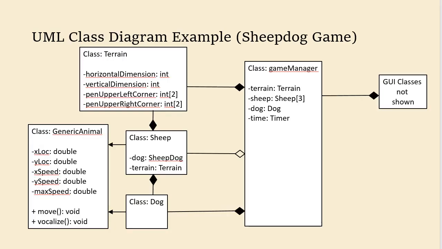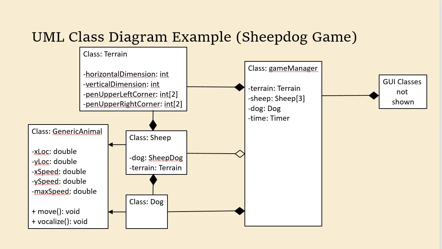If we go back to the sheep-sheepdog game example that we started the semester with, I know that I have a dog, one dog. I know that I have sheep, multiple sheep, I'm assuming 3. And I know that I have terrain. You sit down and you ask yourself, what classes do I need? Well, those are 3 classes I know that I need.